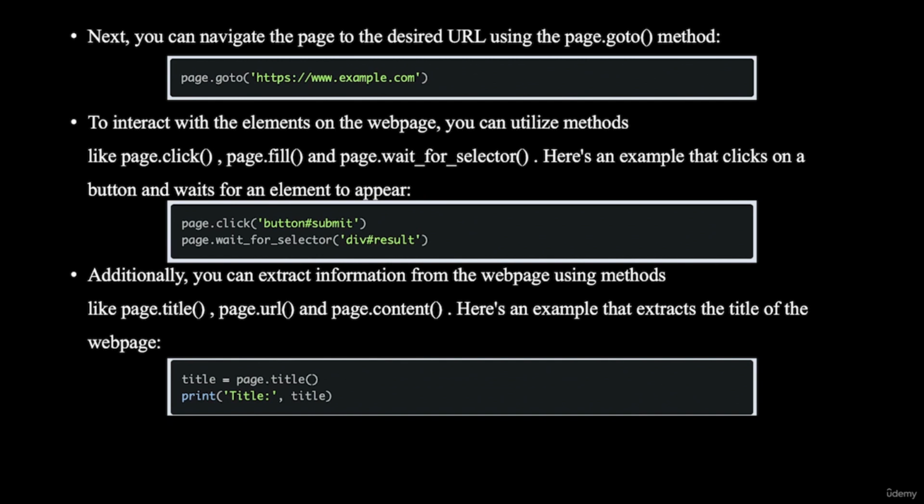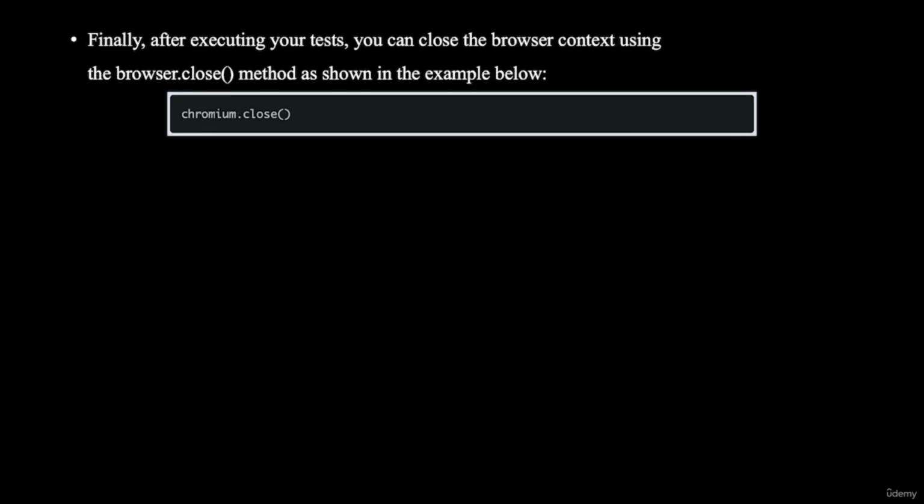Printing it with key value. Now, when doing scraping activities, it is best to store your information in a dictionary, and afterwards don't forget to close the browser. You can close the browser context using the browser.close method.